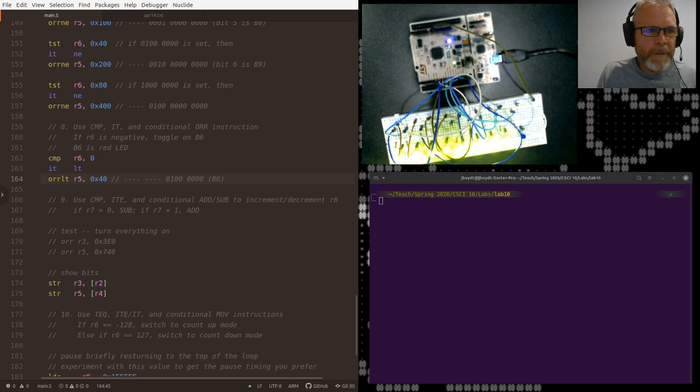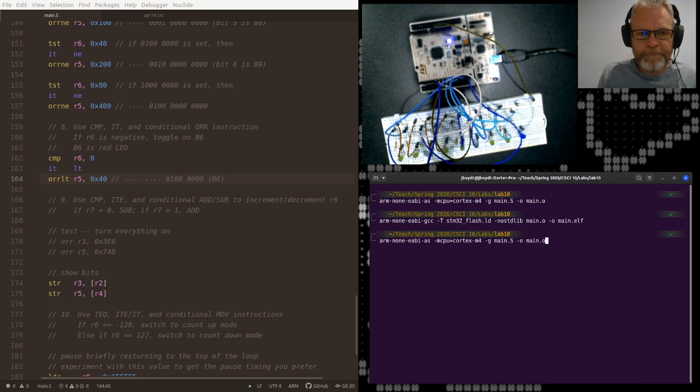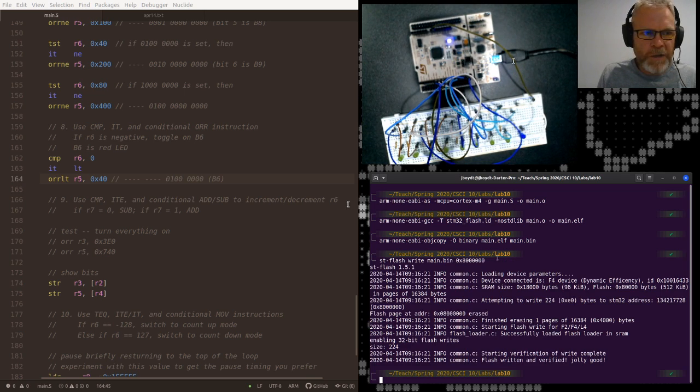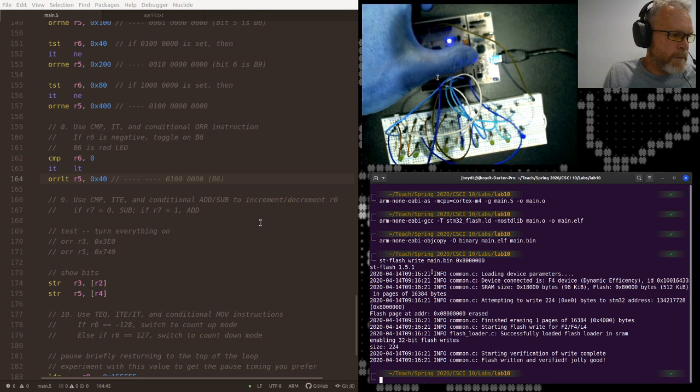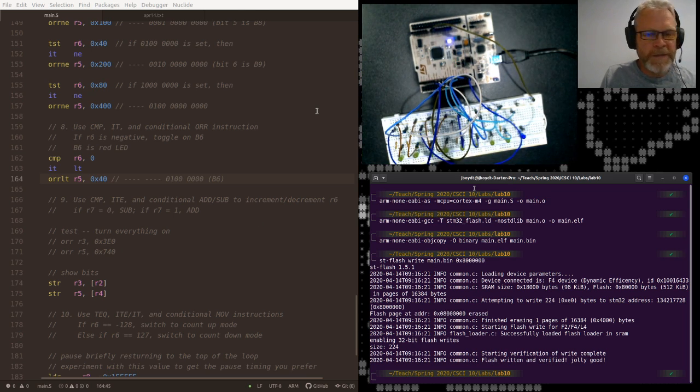So I'm going to go back and do this process again. Assemble / compile. Elf. Bin. Flash. Jolly good. So I'm going to press the black button. And the red LED is coming on, and that's a good sign because I have a negative value in R6.